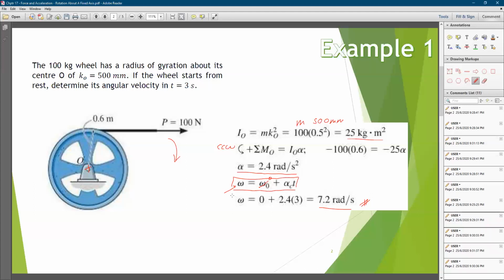Then this is the final answer for this particular question. The angular velocity at time equal to 3 seconds is equal to 7.2 radian per second.